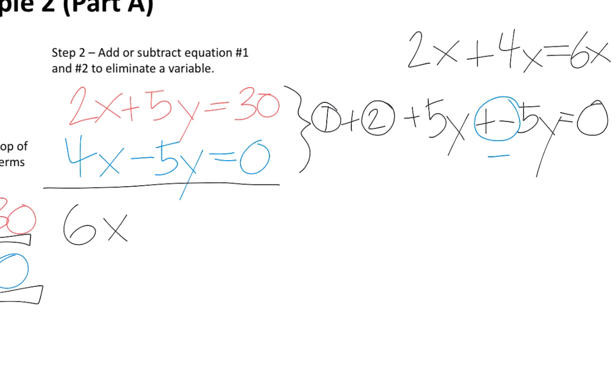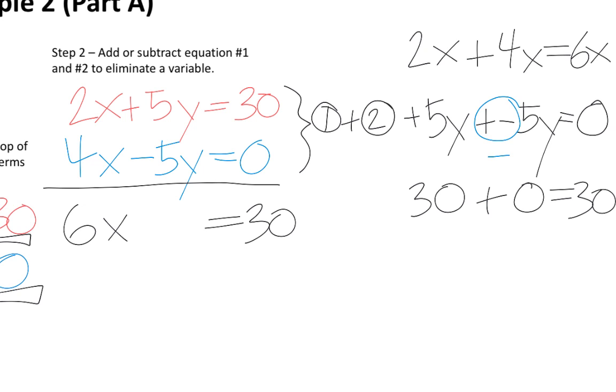Now I'm going to look at my last set of like terms. I have 30 plus 0. That should be pretty simple. That's equal to 30. Therefore, I'm going to write equals 30 over here.